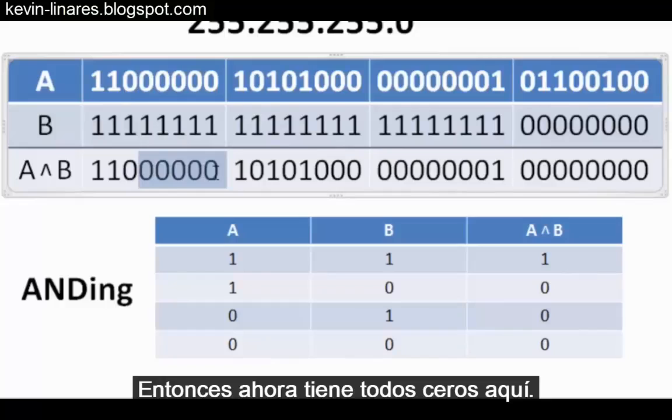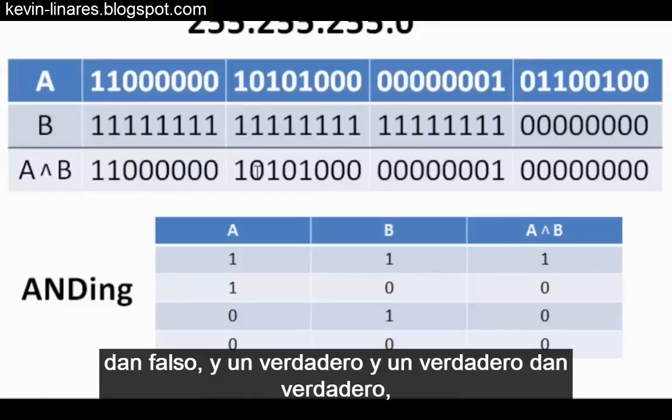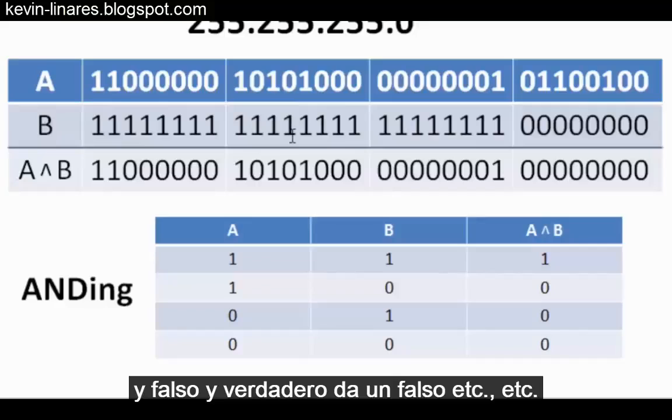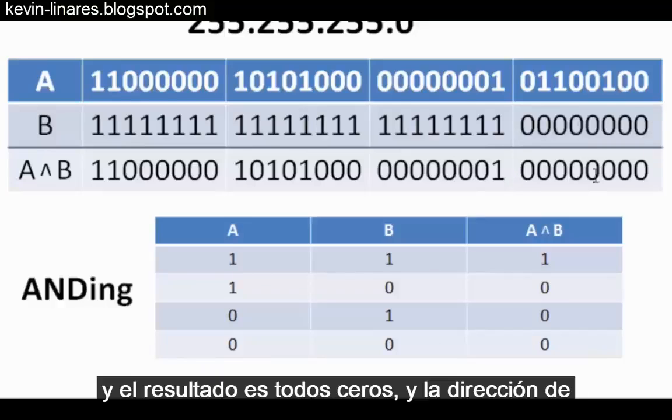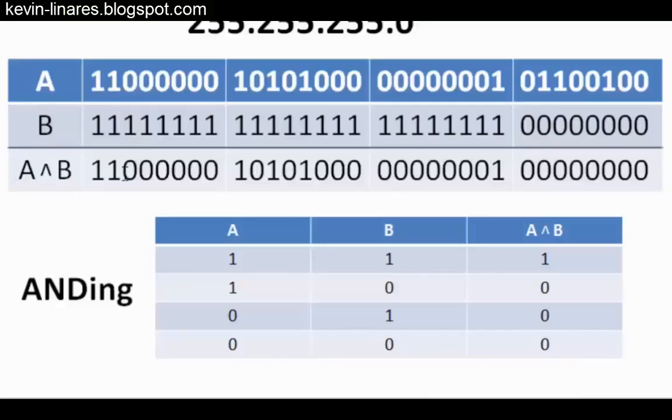And then in the next octet you have a 1 and a 1 equals a 1, and a 0 and a 1, or false and a true, results in a false, and a true and a true makes a true, and a false and a true makes a false, and so on and so forth. Notice in the final octet, the subnet mask is all zeros, and the result is all zeros, and the resulting network address is 192.168.1.0.